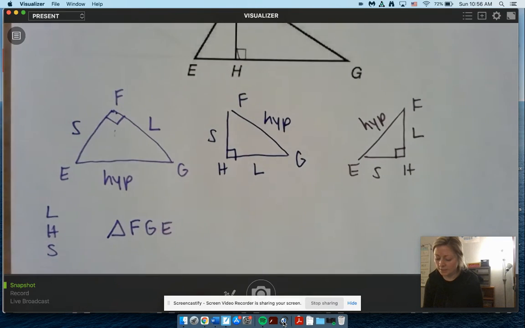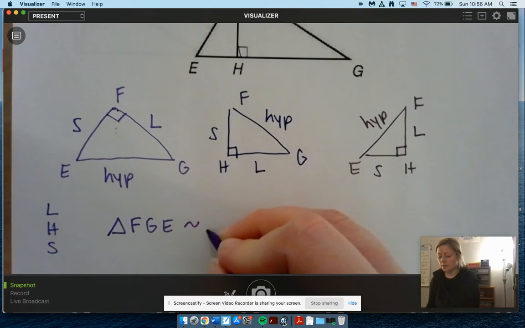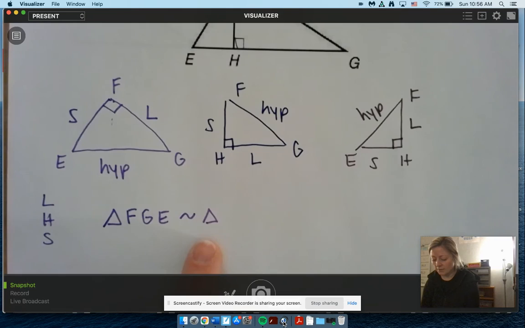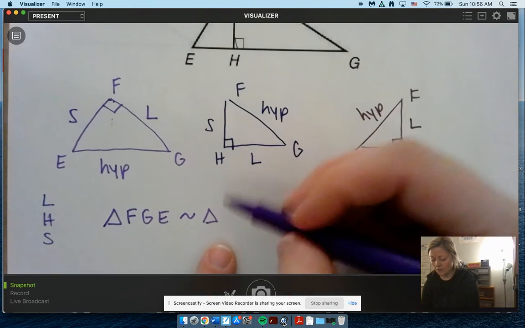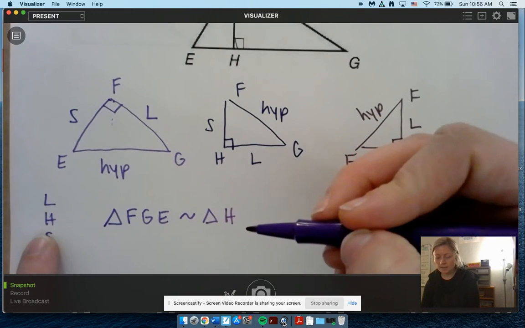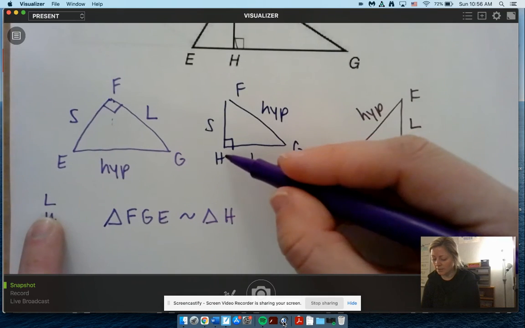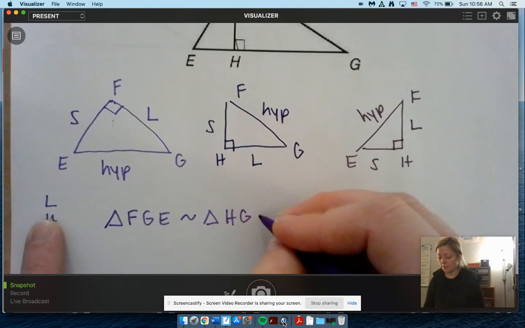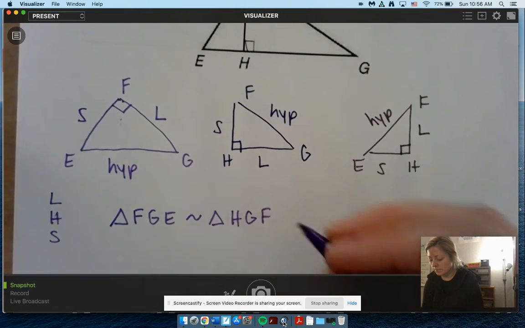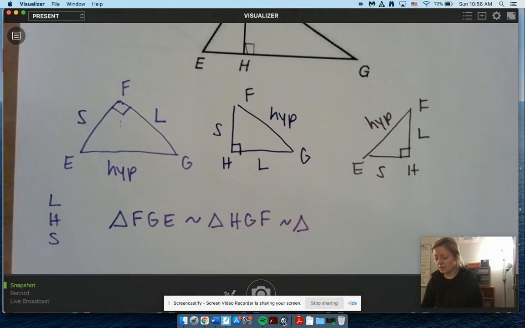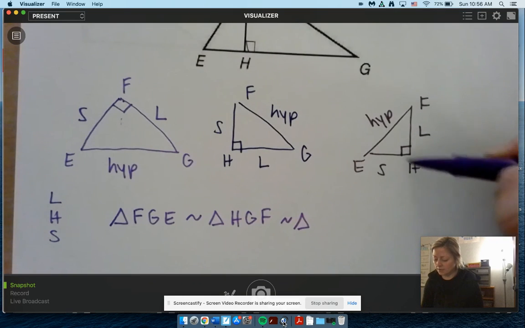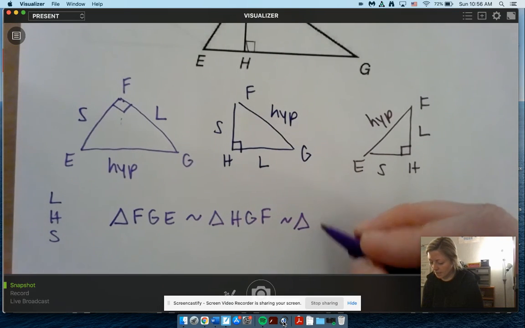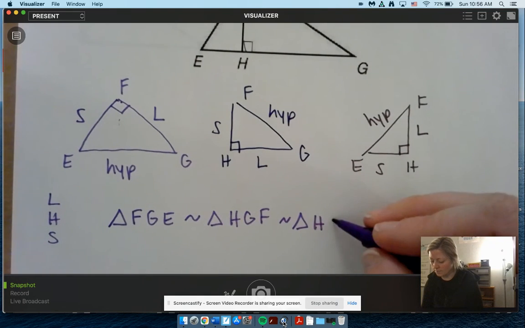So now remember, in a similarity statement, everything has to match. So now on this one, we started with our right angle, so we have H. Now follow your key. Now we went to the long side, so I'm going to go H to my long side, which is G, up top. There we go. And then our last one here, start with your right angle. So we have H, go to your long side, so F, E.